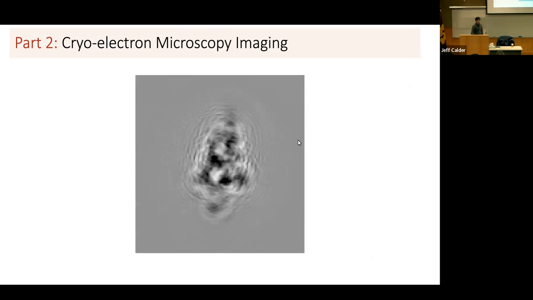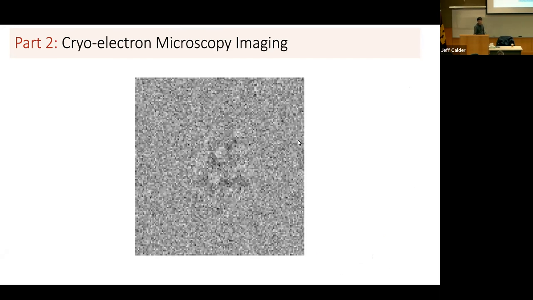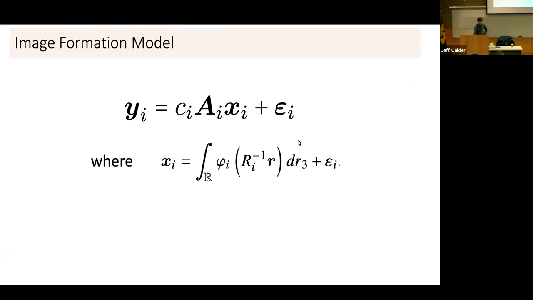And you can make it have a higher contrast or a lower contrast, and add noise. So this is usually what you finally observe, and sometimes you cannot even see where the molecule is. The image forward model is like this: you convolve with some filter A_i. This A_i is a linear operator corresponding to the convolution, c_i is scaling, and epsilon_i is noise.